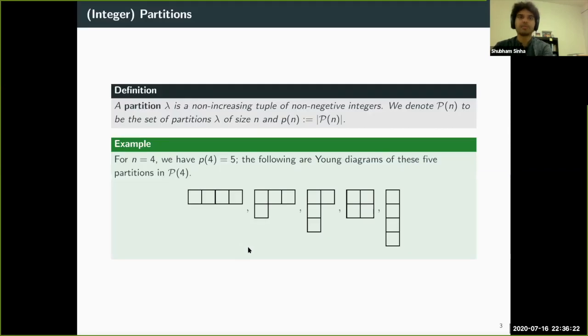Let's start with some preliminaries. Our main object is partitions. We denote by p(n) the number of partitions of size n, and capital P_n to be the set of partitions of size n. Here we have displayed the 5 partitions of size 4, and we will always be using English notation for Young diagrams.